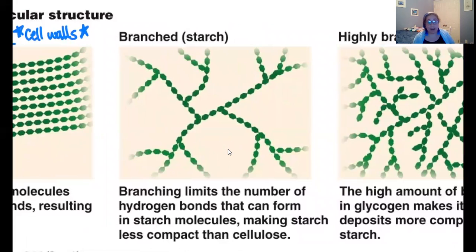Starch is branched. There's some branching involved, so it's not as compact as cellulose. And so starch is going to be stored as energy. Starch is the primary source of energy in plants. Potatoes have a lot of starch. Corn has a lot of starch in it.